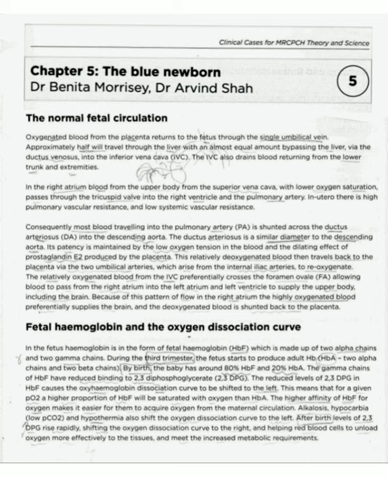After birth, the level of 2,3-DPG rises rapidly, shifting the oxygen dissociation curve to the right and helping red blood cells to unload oxygen more effectively to the tissues and meet the increased metabolic requirements.